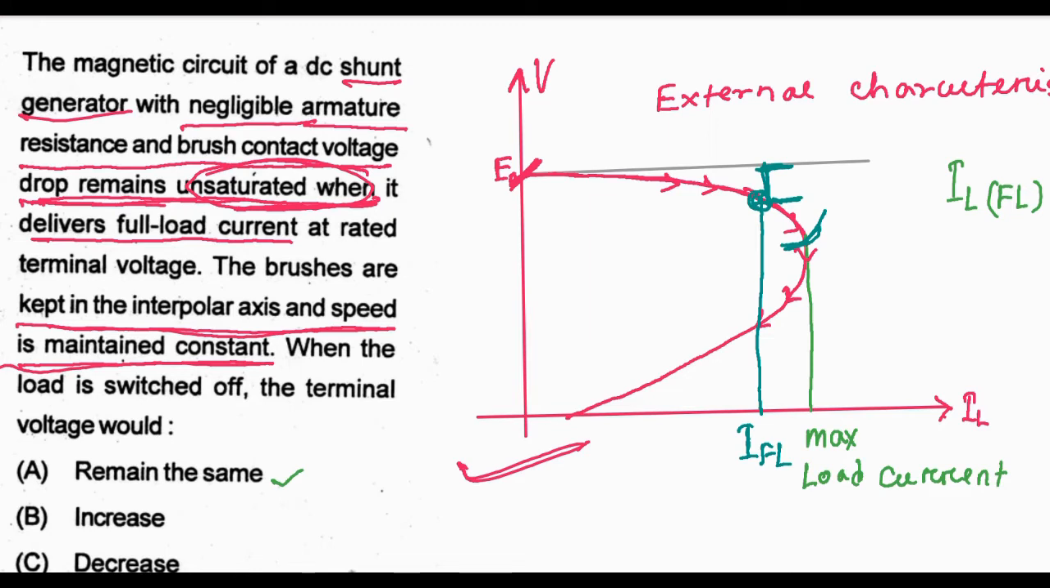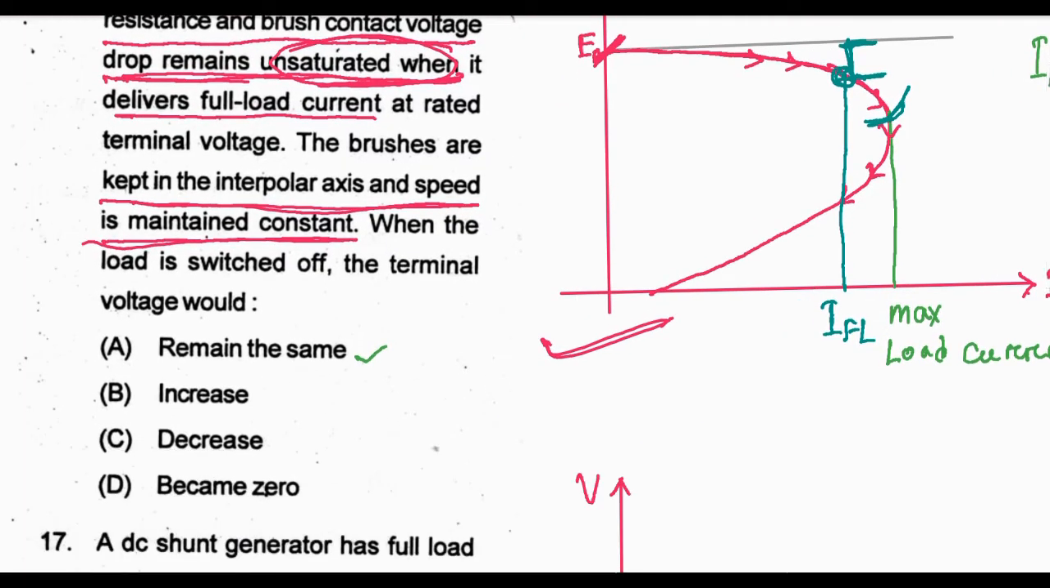So what will be the voltage when the load is dropped out? When the load is switched off, the voltage will remain the same. If there were an option such as a slight increase, then that would be the answer. But that option is not given. Only remain same, increase, decrease, and become 0 are given. So here answer A is correct.